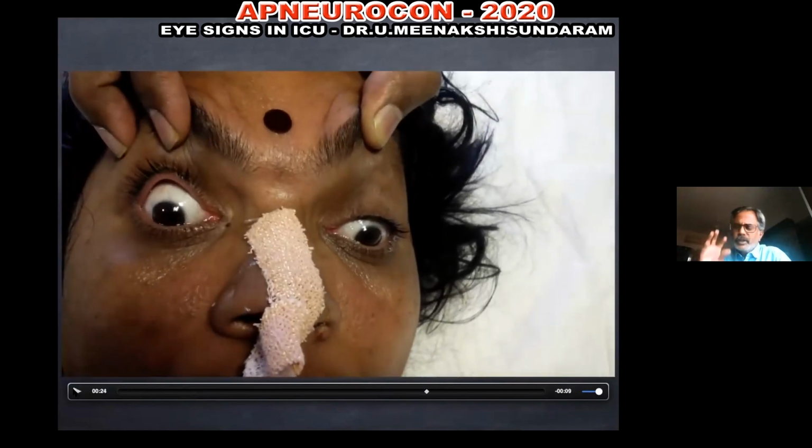Right. So she also has ocular bobbing, but her eyes also have a downward deviation. So there's a downward deviation. You will think that there is a lesion not only in the pons but also in the midbrain.